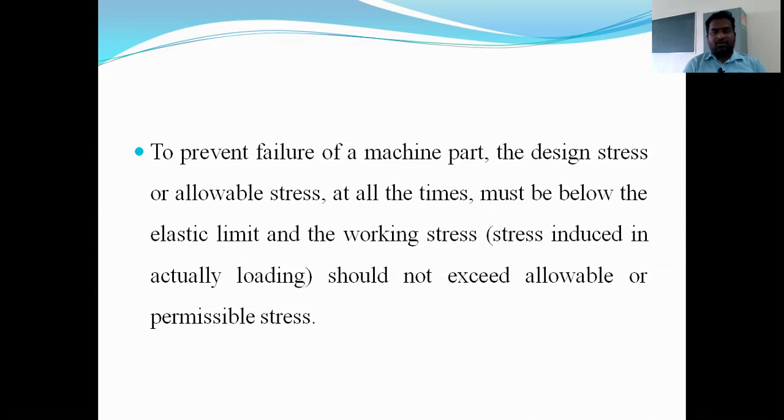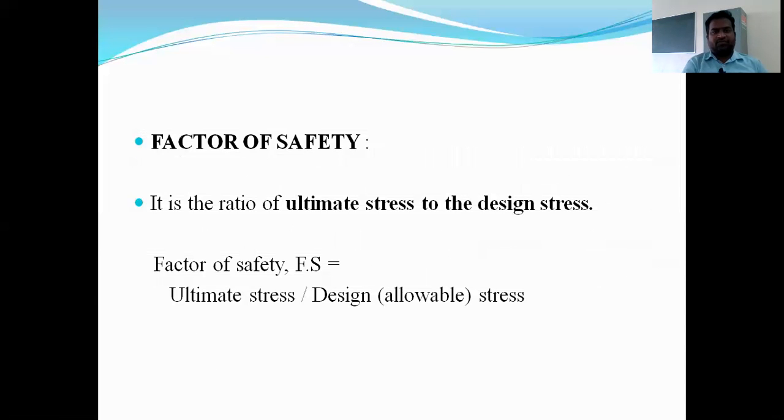To prevent failure of a machine part, the design stress or allowable stress at all times must be below the elastic limit, and the working stress should not exceed the allowable or permissible stress. So the factor of safety: how can we calculate it? It is the ratio of ultimate stress to the design stress. The factor of safety is nothing but ultimate stress to the design stress. By this we can get the factor of safety value.